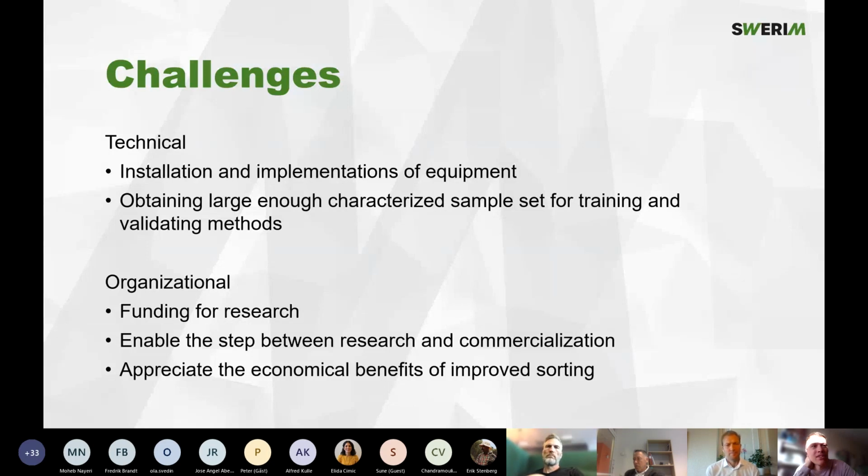And also another challenge is to take the step from when you have tested the sensor to actually getting use of it, to commercialize sensors. And a final challenge I list here is to motivate the use of new sorting techniques, to get recyclers and producers to appreciate the benefits of using recycled waste in better fractions rather than just using virgin materials.